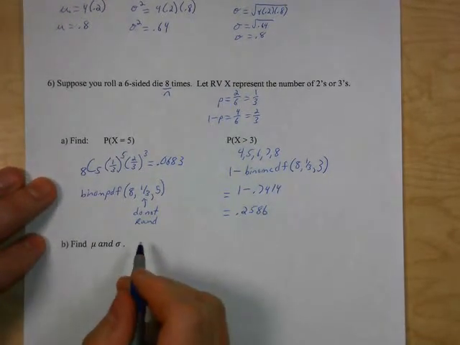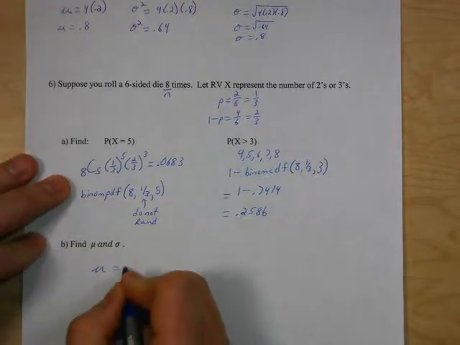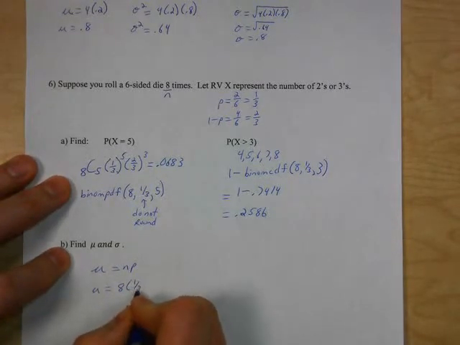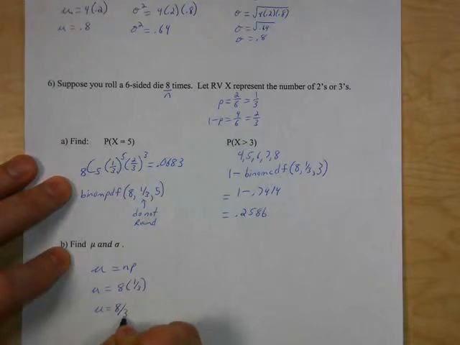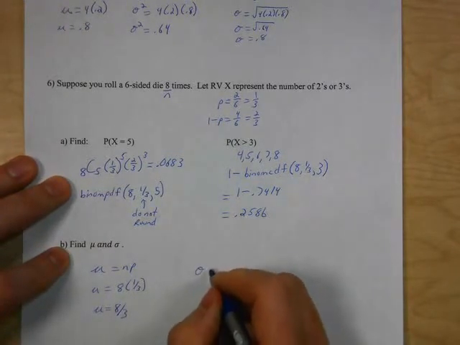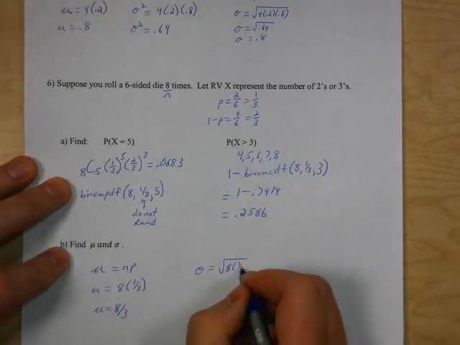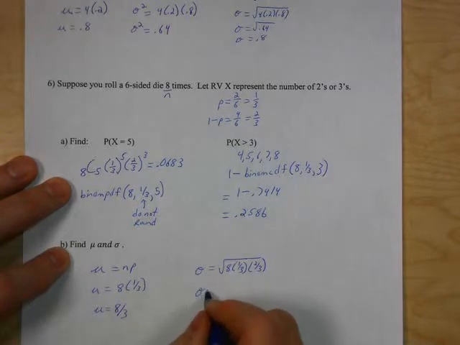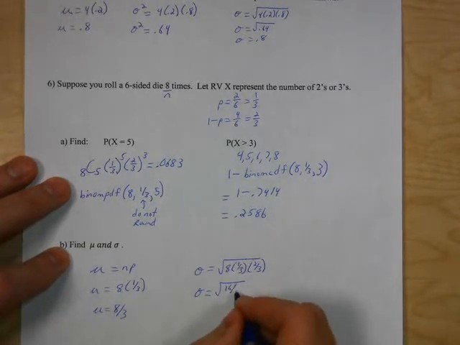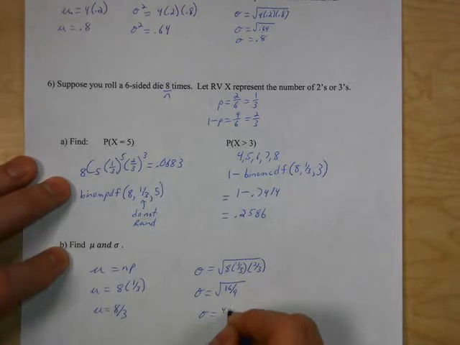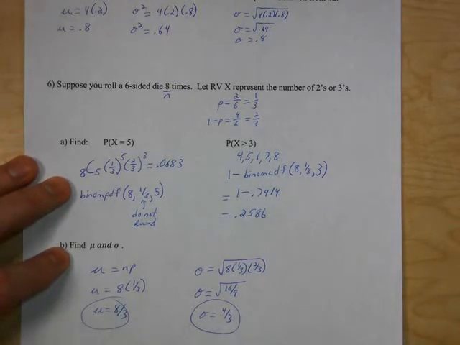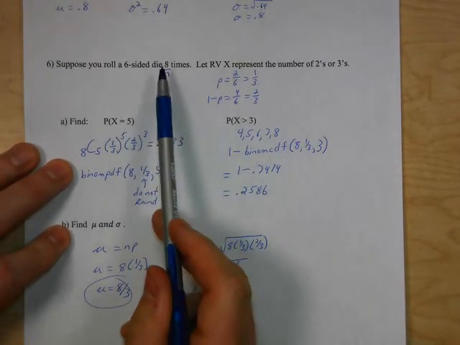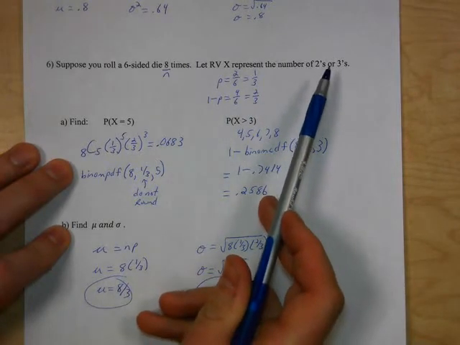Okay, and then to find the mean and standard deviation, the mean is n times p, which will be 8 times 1/3, which is 8/3. The standard deviation, the square root of 8 times 1/3 times 2/3, which is the square root of 16/9, which is 4/3. Okay, so there's the mean and standard deviation of when you roll a 6-sided die 8 times, and x being the number of 2s or 3s.